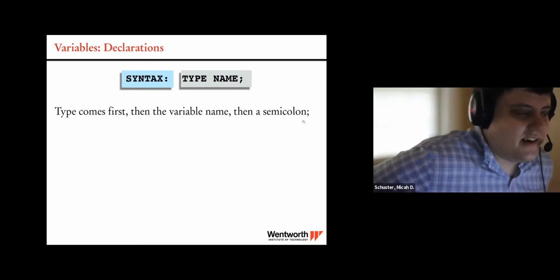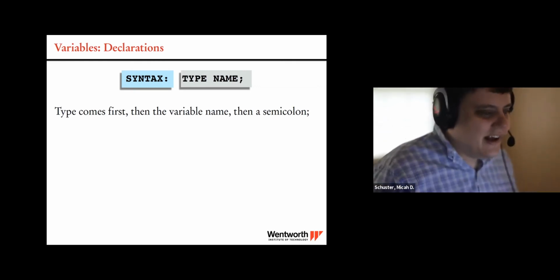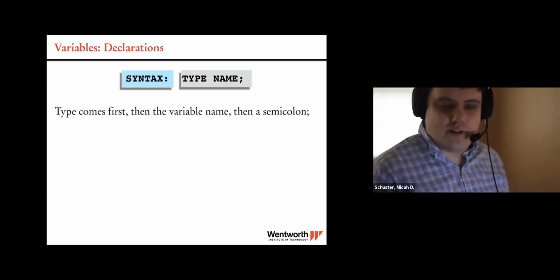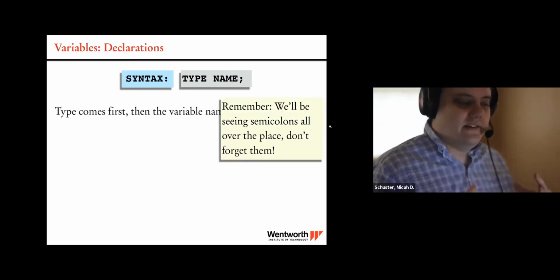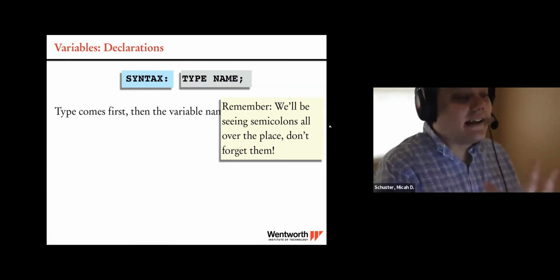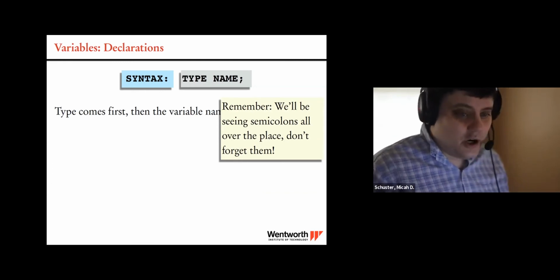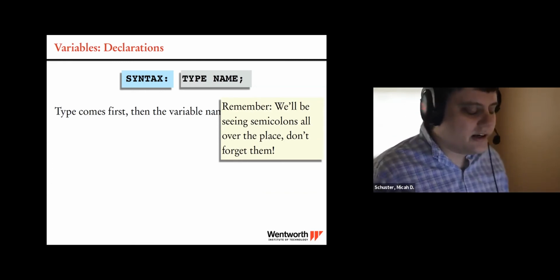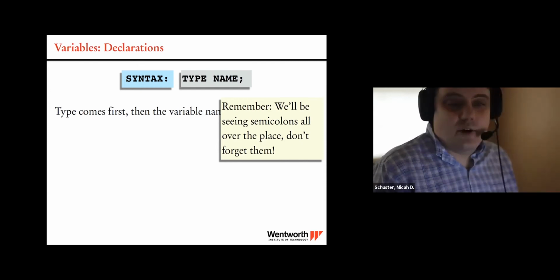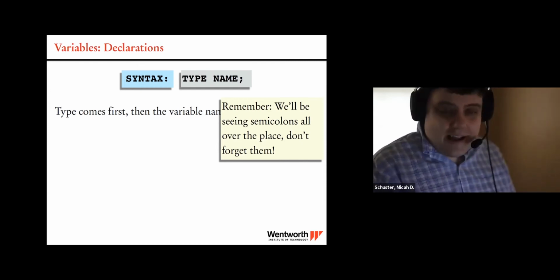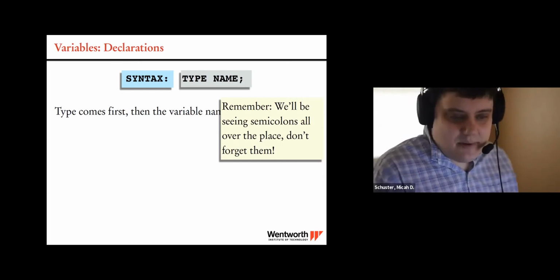I mentioned, I think in one of the first lectures, we're going to see semicolons all over the place. They're going to be everywhere. So you don't want to forget them. Eclipse will help you. If you forget a semicolon, it will tell you, hey, you need to put a semicolon here. But it's something you want to get used to. Not all languages have end line type things like semicolons.